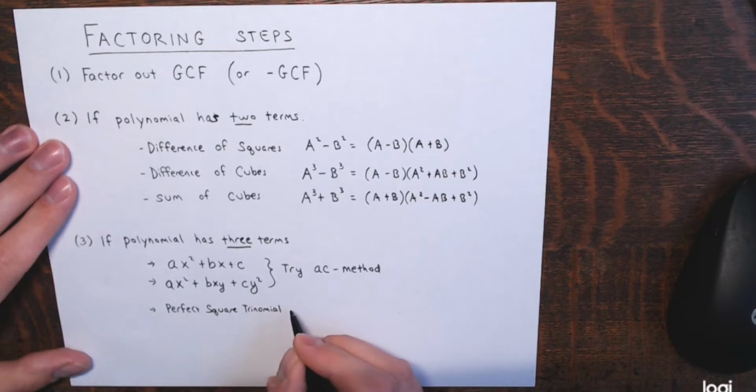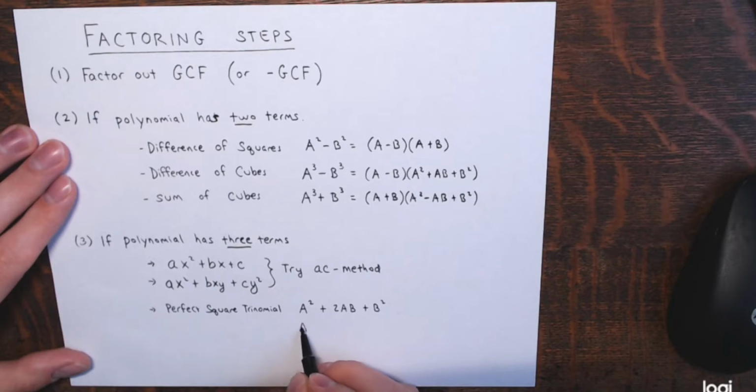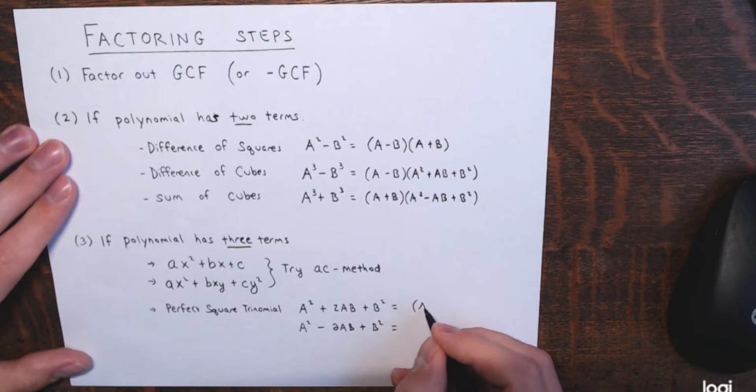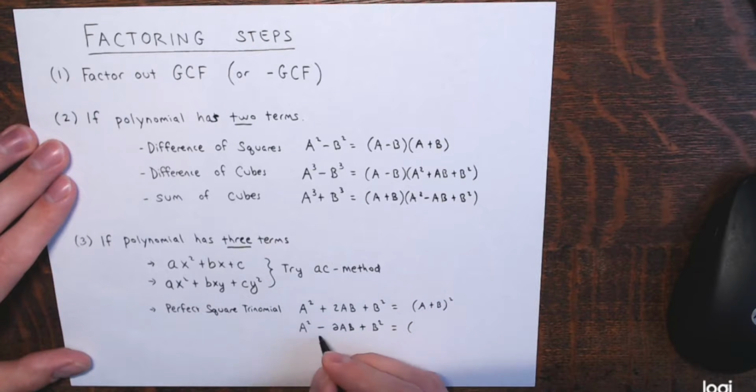Which, again, something you should know the form of based on earlier sections. That's either going to be a squared plus 2ab plus b squared, or a squared minus 2ab plus b squared. And these both factor pretty similarly as a perfect square. The first one would be the quantity a plus b to the second, and the second one would factor to a minus b squared.